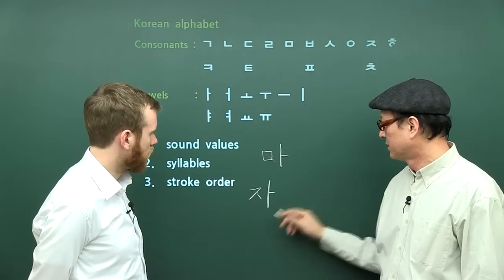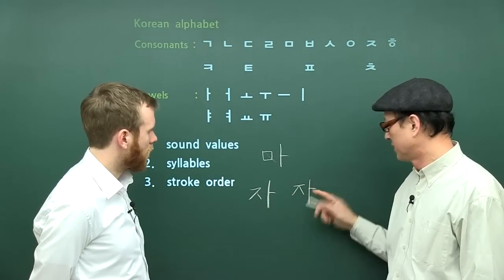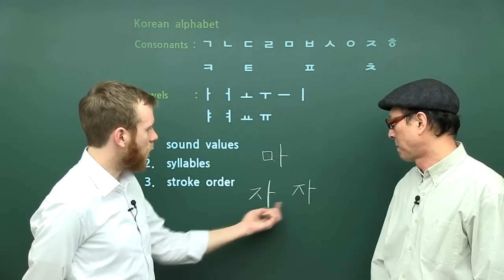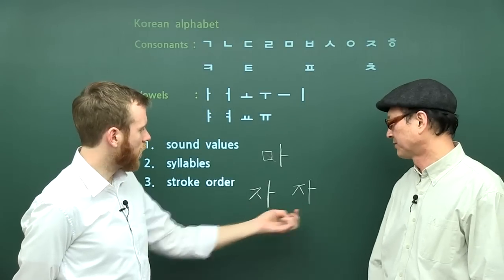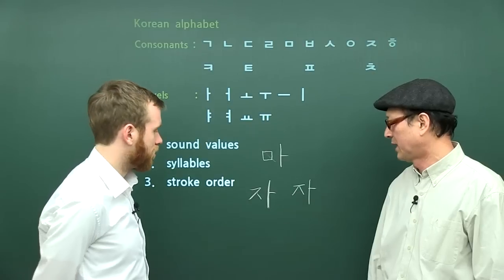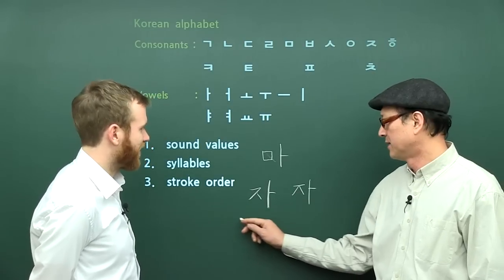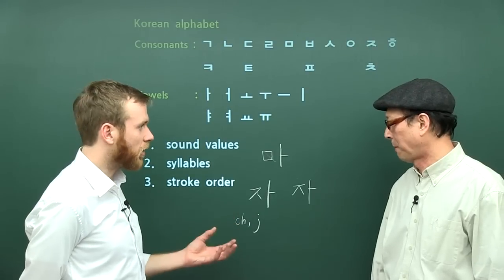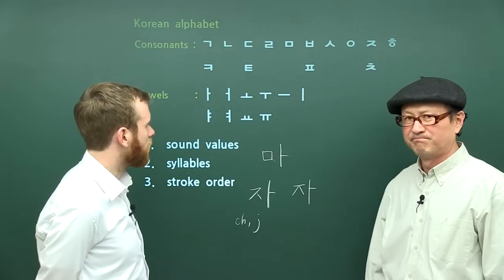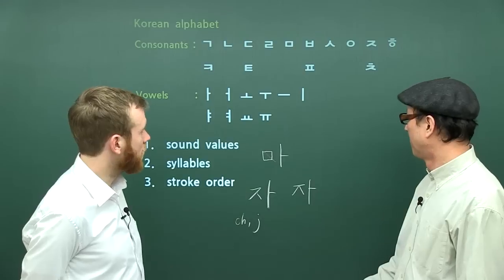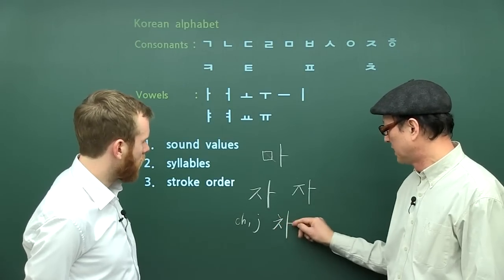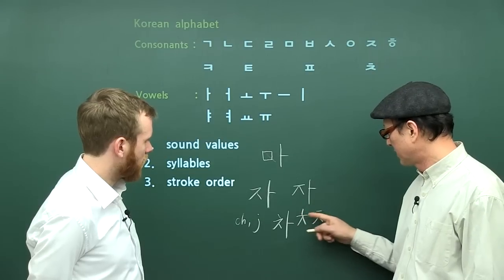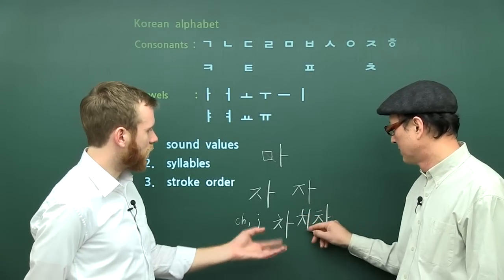그 다음에 이거는 이렇게 해도 돼요. 또는 이렇게 해도 돼요. 이건 printing. So again, our consonant, this is the same character, same syllable, cha, but more handwritten and more printed. 자, 자. Sometimes more of a ch sound, sometimes more of just a j. Now we have a stronger version of this, just adding one stroke. 이것도 괜찮아요. So again, all of these give us the same sounds.